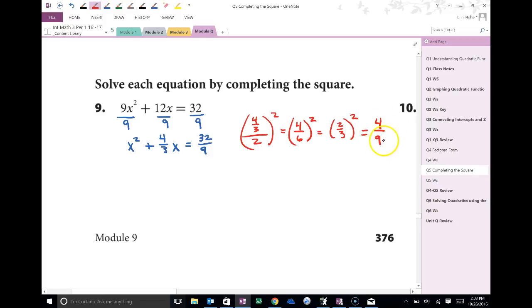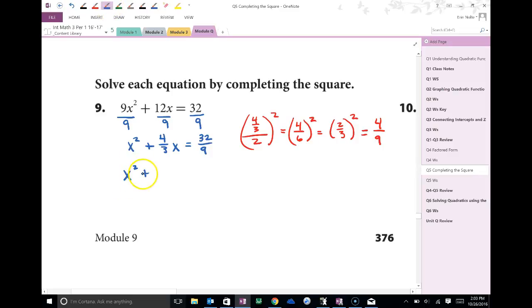Why is it 2 outside the parentheses? Because I'm squaring things. That's the C value. Okay, so now what is the number that I'm going to add to both sides? 4 ninths. So I'm going to go back to my equation and add 4 ninths.